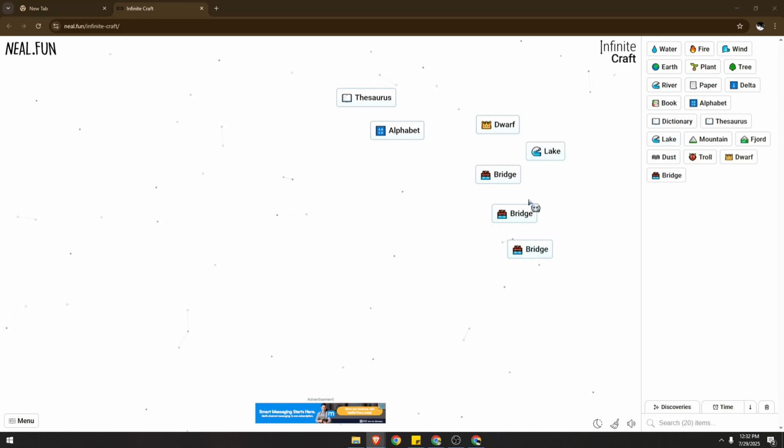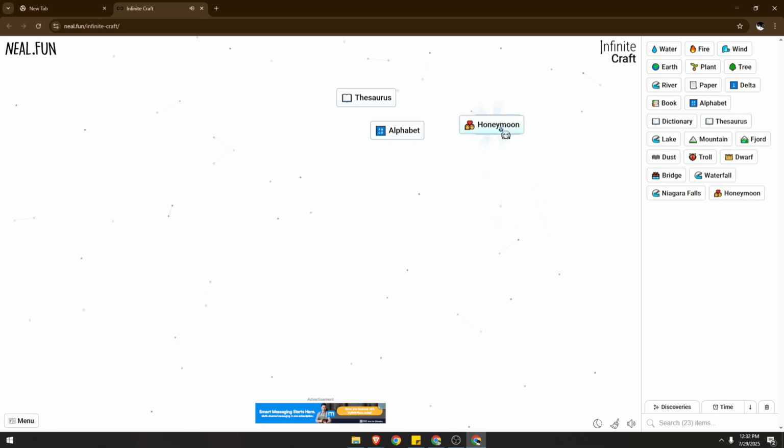Got three bridges right over here. One dwarf, and then get lake. Combine that, get waterfall. Get mud.